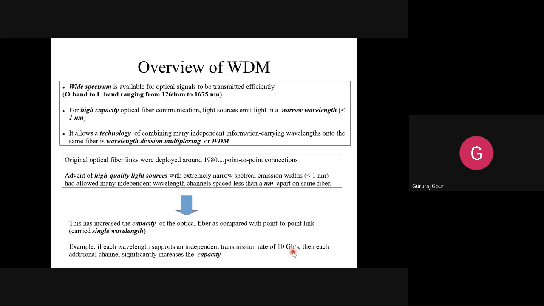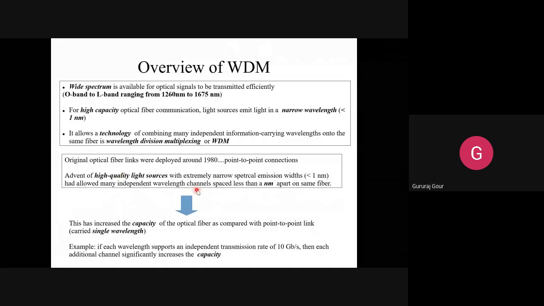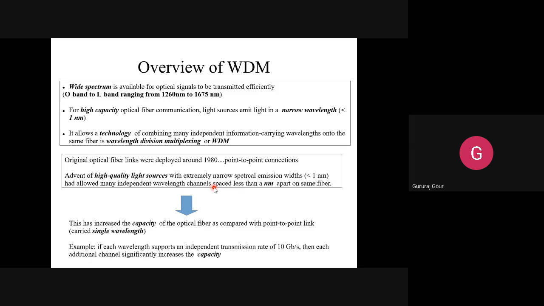Remember. Okay. Now what we have? We have 10 different channels or light sources. Each light source is emitting the light at a different wavelength: lambda 1, lambda 2, lambda 3, and so on up to lambda 10. But each one is supporting a transmission data rate of 10 Gbps. Means if you multiplex it, then each additional channel significantly increases the capacity. 10 into 10, 1 tera. So that much capacity has been supported by the WDM as compared to single wavelength point-to-point communication.